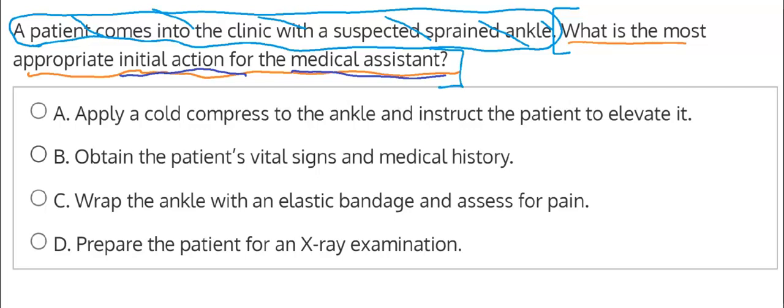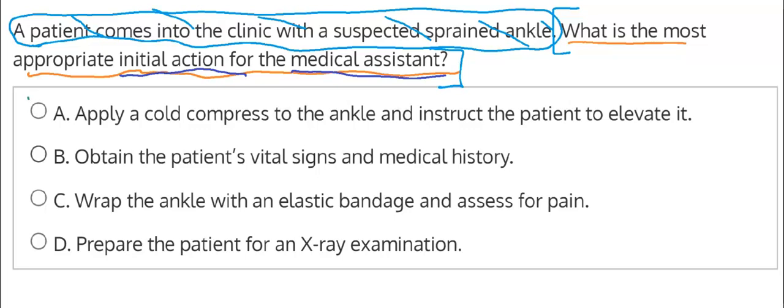Option A says, apply a cold compress to the ankle and instruct the patient to elevate it. But remember, this is discussing the initial first action of the medical assistant. So we're envisioning here, the patient comes in, they're in the office, they're meeting you, the medical assistant, to greet them, get them situated in the room, and the provider has not seen them yet. So as the medical assistant, it's not your responsibility to be coming up with a treatment plan, telling them to elevate the ankle, giving them ice. You're simply bringing them to the room and getting them accustomed.